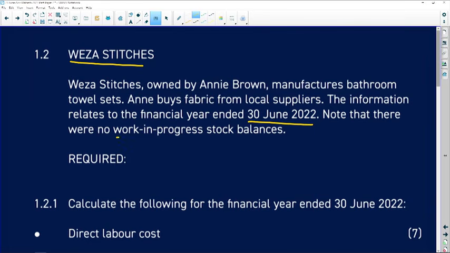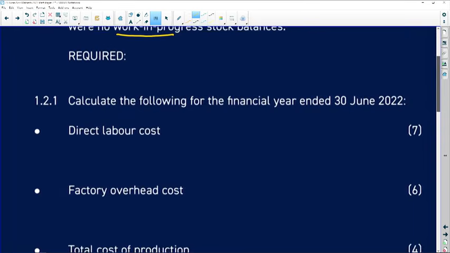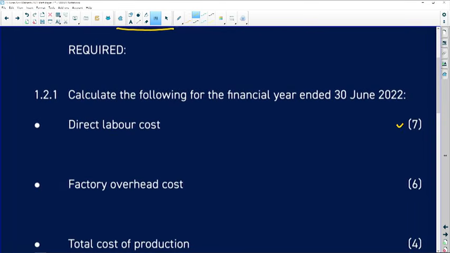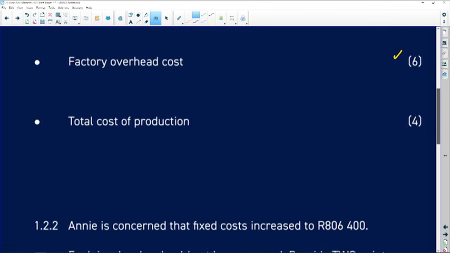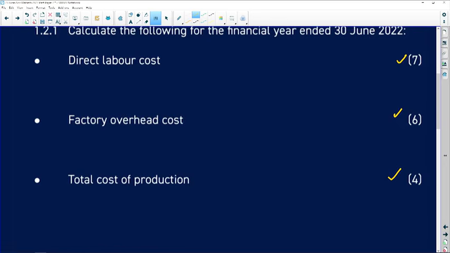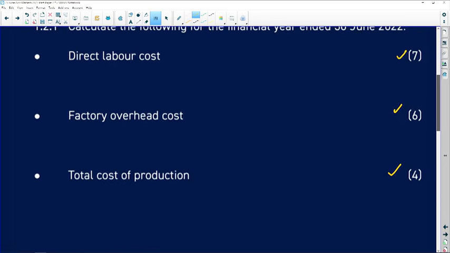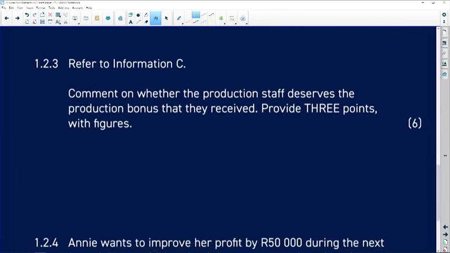Note there were no work in progress stock balances, so there's no opening balance or closing balance. And then I need to answer the following questions. For 7 marks, calculate direct labour cost. Then we've got factory overhead costs that need to be calculated, and total cost of production. So let's begin with 1.2.1, but let's look at our information first. Those are the rest of the questions. Let's move to the info.